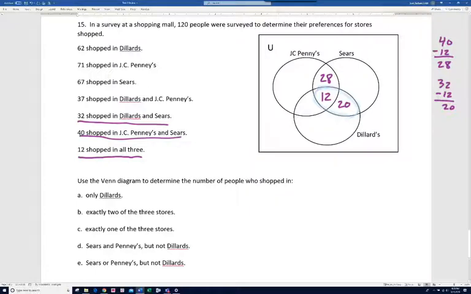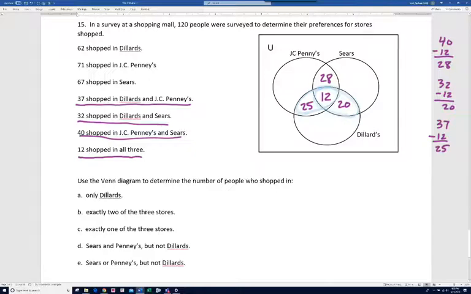Next, let's look at the intersection. It says 37 shopped in Dillard's and JCPenney's. So if we look at the overlap for Dillard's and JCPenney's, we already have 12 in there, and there should be 37. So if we subtract 37 minus 12, we get 25. So 25 more would go in there.